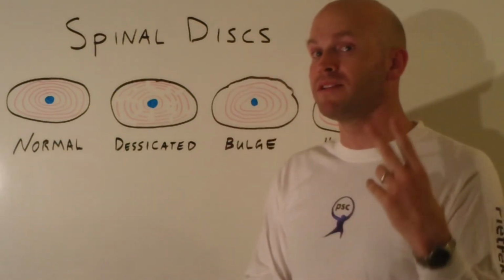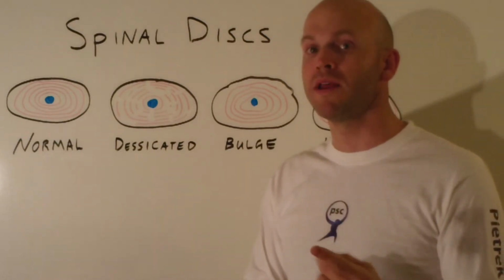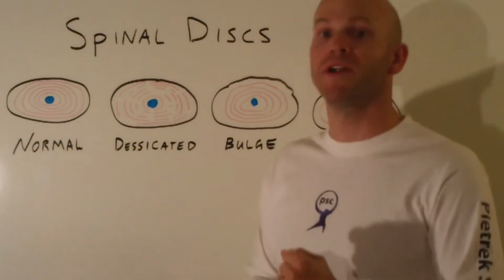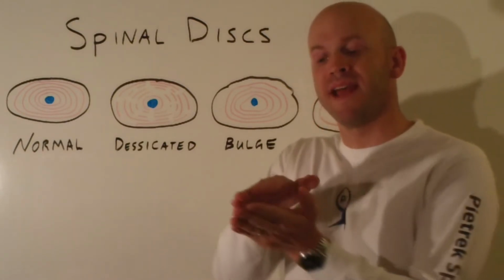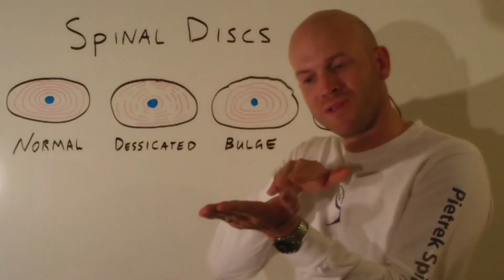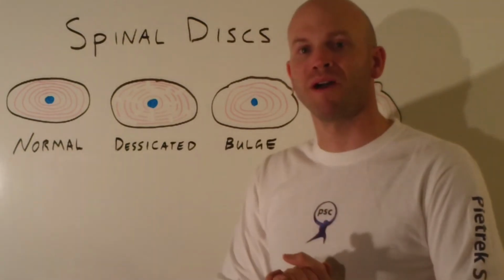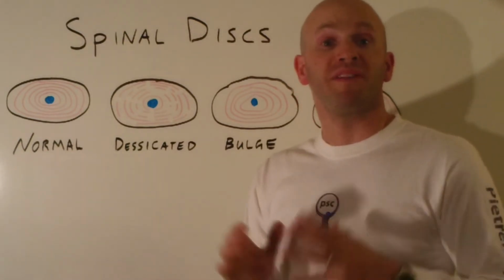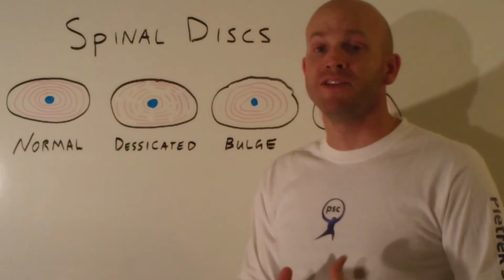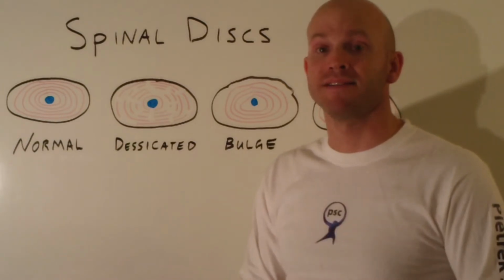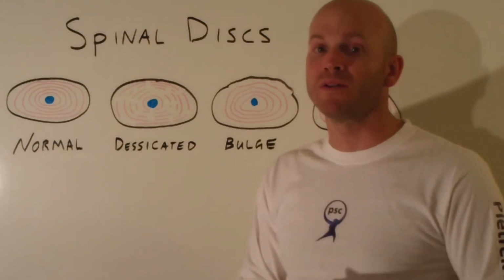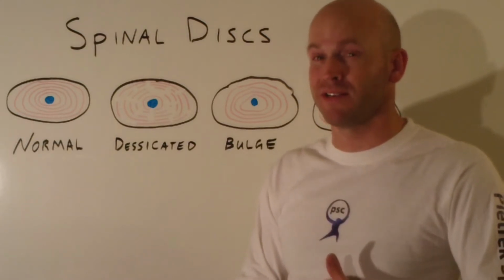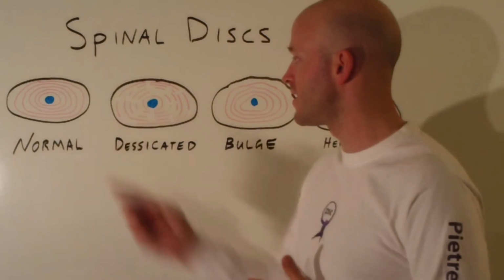But the disc basically serves two purposes. Number one, it acts as a shock absorber when you're walking and running around in gravity. And the other thing is it acts as a spacer in order to allow the nerve to get out to that part of the body. But with slips and falls and irritation and even the aging process, these discs can gradually wear out and lead to very, very serious conditions. So let's talk about a normal disc.